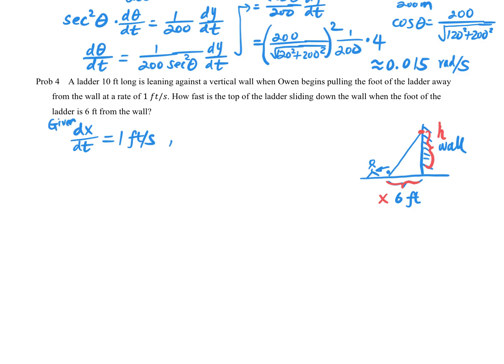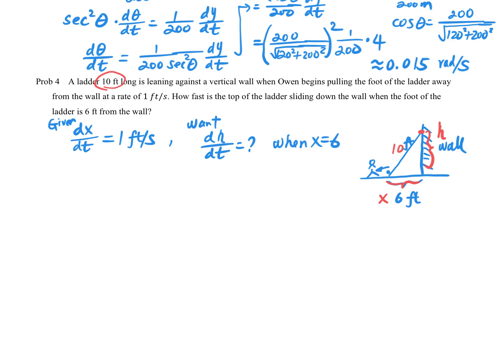And what do we want to find? So here's what we want. We want to find dh/dt when x is 6. And we also know that this ladder is 10 foot long, so therefore this side is 10 feet.